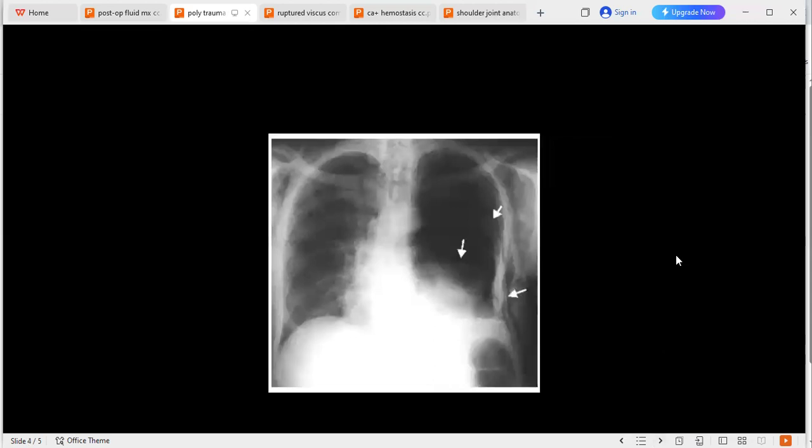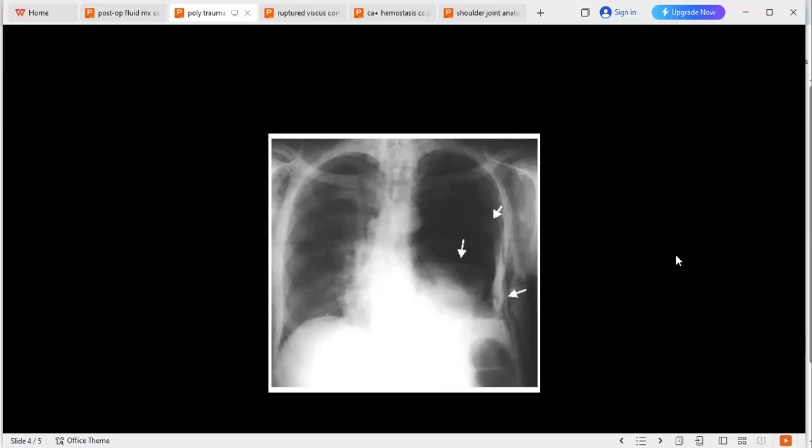This is another imaging that you've done. Please read this. So it is a plain X-ray of the chest, AP view, which is showing a left-sided pneumothorax with surgical emphysema and obliteration of the left costophrenic angle. Okay. Do you see any rib fractures or not? The image is not very clear, maybe some rib fracture is there, but it's not visible.